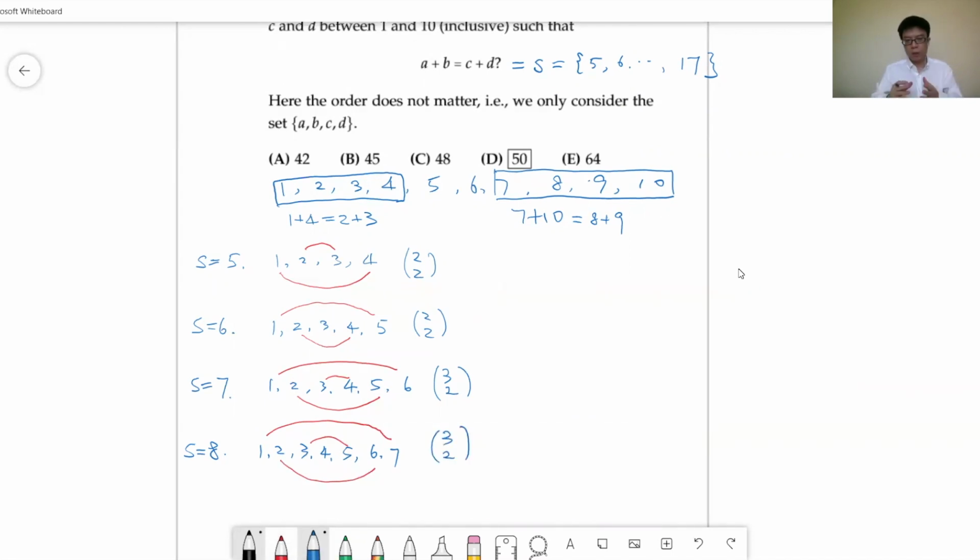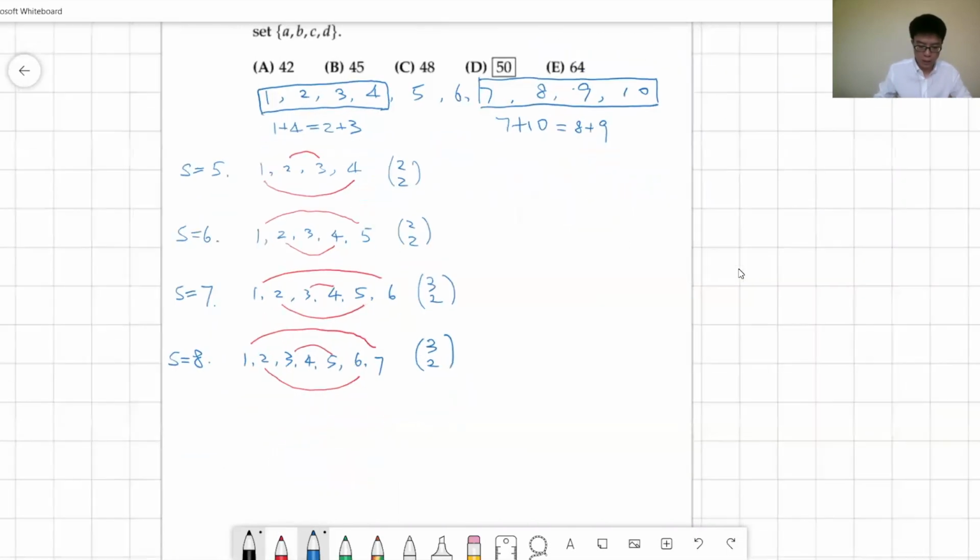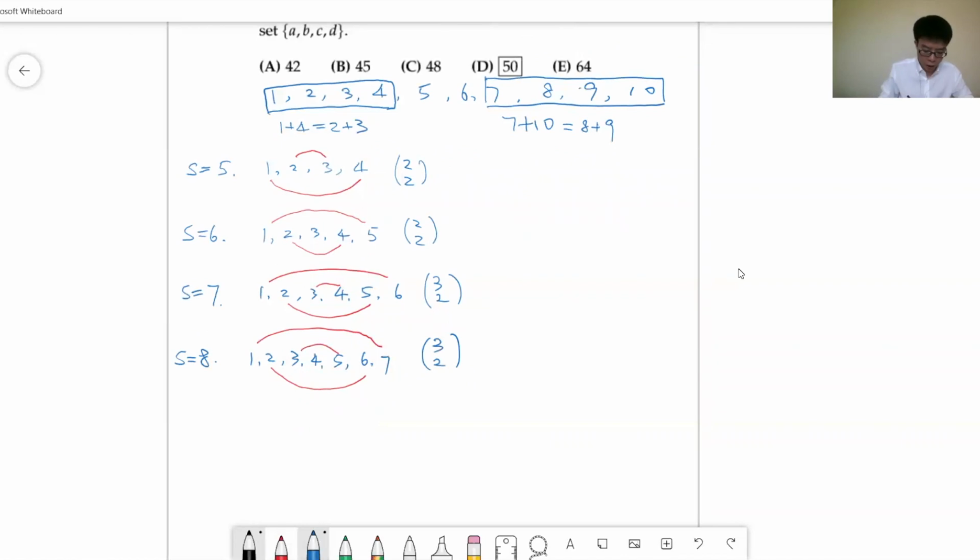So basically, we deal with some pattern. We don't need to write all cases out, but we find some pattern. For 5 and 6, they have the same numbers. For 6, 7, and 8, they have the same numbers. So we should expect 9 and 10 should have the same number, and they will be 4 choose 2.